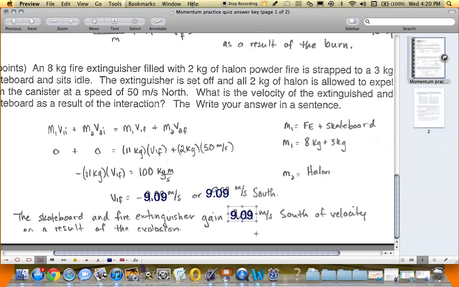9.09. So that means that the extinguisher and the skateboard are going 9.09 meters per second south. Okay? So remember, that is the reason why I use that equation there: if you look in the problem, there's nothing mentioned about forces or times. So you automatically know that the FT equation that you have won't work because you don't have what you need in order to solve for it.